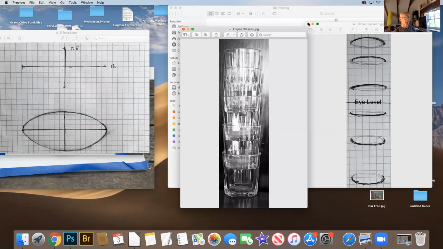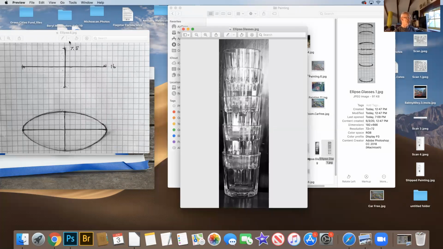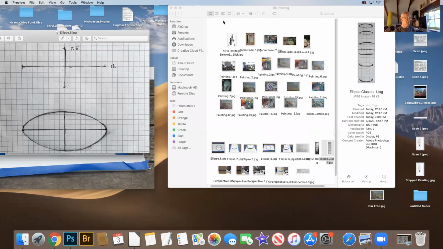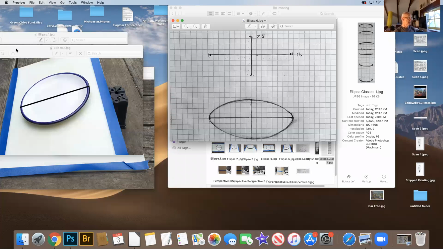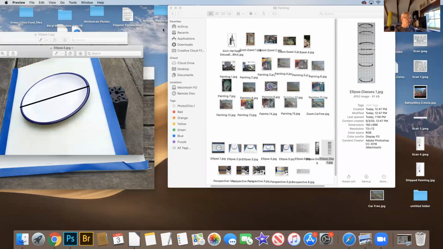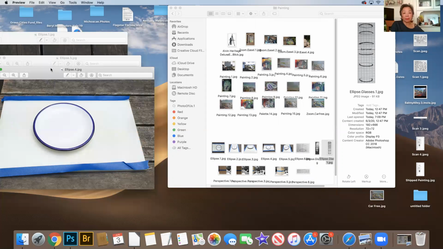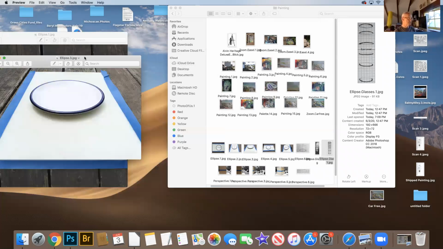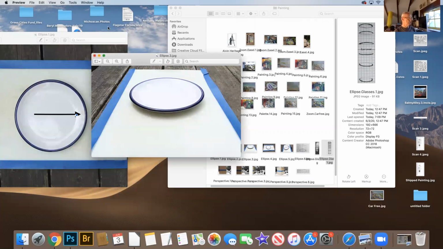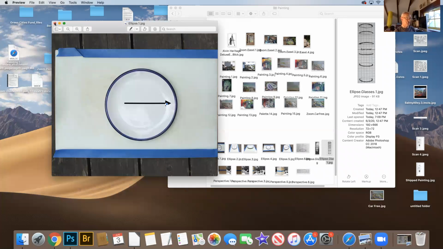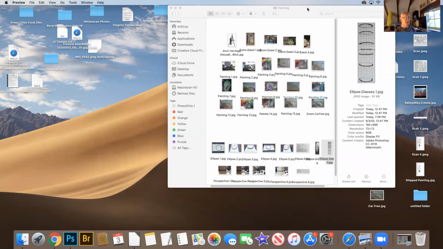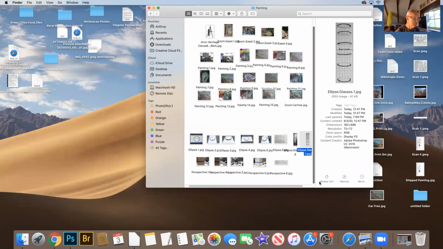So that's ellipses, which are kind of a special case of perspective, actually, if you think about it, but a very confounding one for most people. Which is why I thought it would be good to go through this. And you can set up exercises just using a plate or glasses if you need to rehearse this.